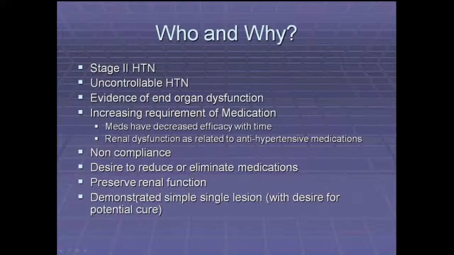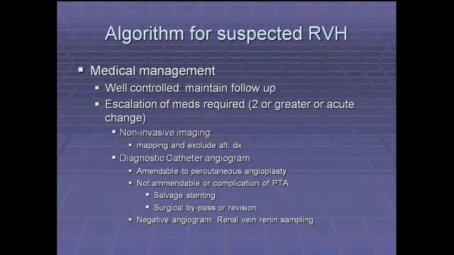When we have to try to preserve renal function, and we see dysfunction proceeding, then it's best to be more aggressive, right? And obviously, if we can demonstrate a simple single lesion, and there's a good likelihood for significant benefit, we'll proceed with angiogram and angioplasty. So, we talked about this earlier.